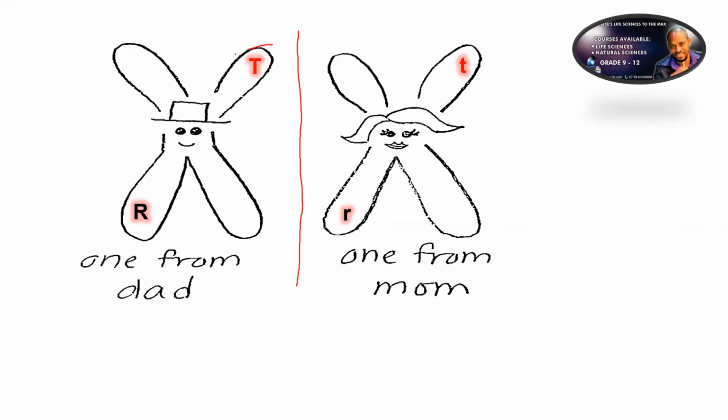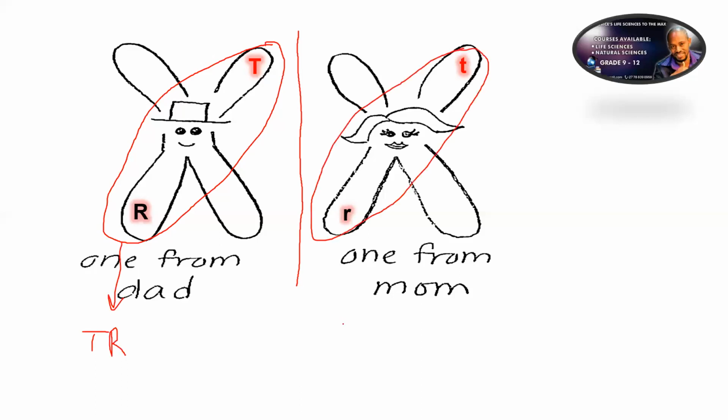One obvious gamete that will form from here would be a combination of these two alleles here. This will give rise to capital T, capital R. Another obvious one here would give rise to small t, small r. So these are two gametes.